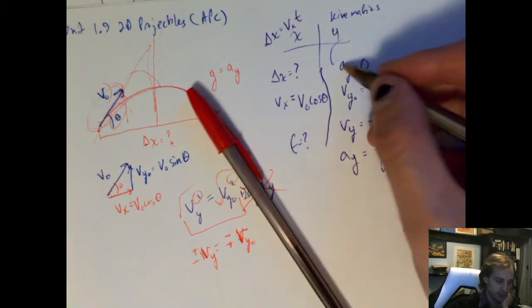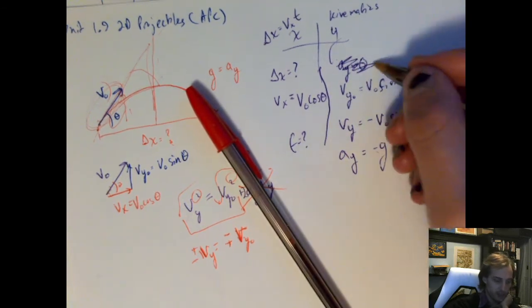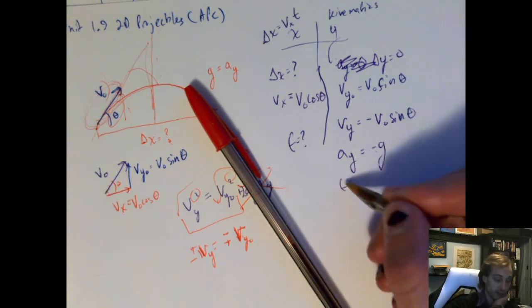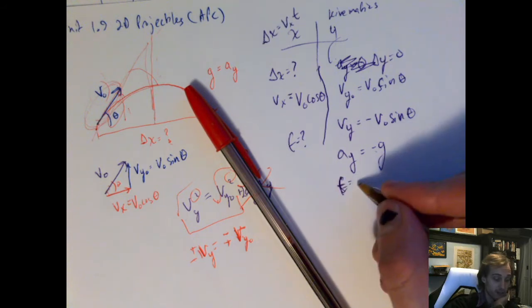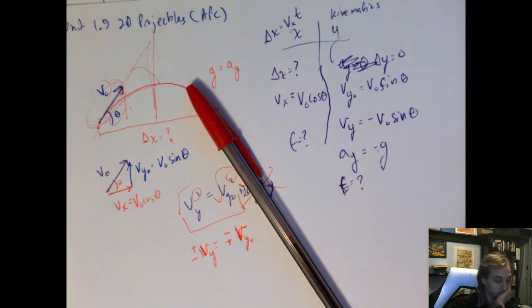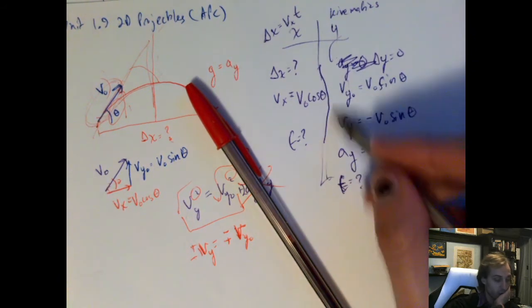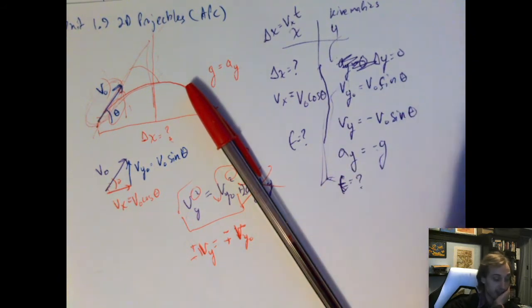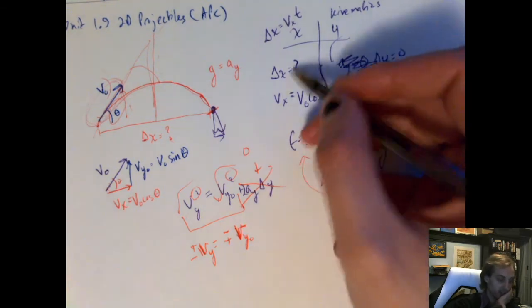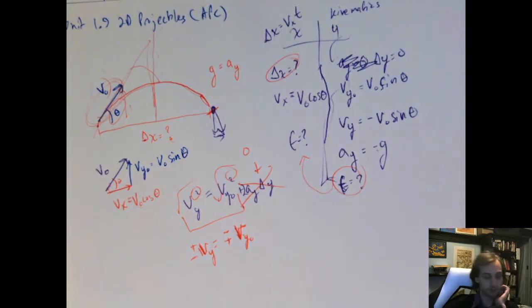I don't know why I said ay is 0, delta y is 0. This is going to be super useful because if we want to find the time, we've actually got 4 out of the 5 pieces of the kinematics equation now. Well, this equation with these 4 is really easy for time. We can take that and bring it over here, plug it in, and that'll get us delta x.